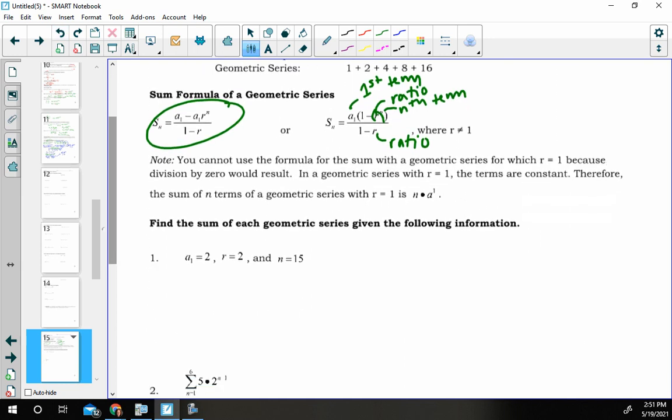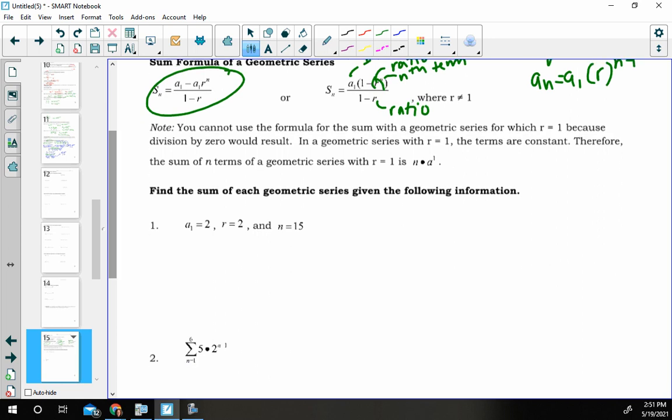All right, so the other thing that's going to be key is we are going to have to use our sequence formula to find missing parts at one point. So just remembering that that's how we can find some missing parts. So it says find the sum of, so sum means we're using the S equation for it, of each geometric series given the following information. So here is my sum formula.